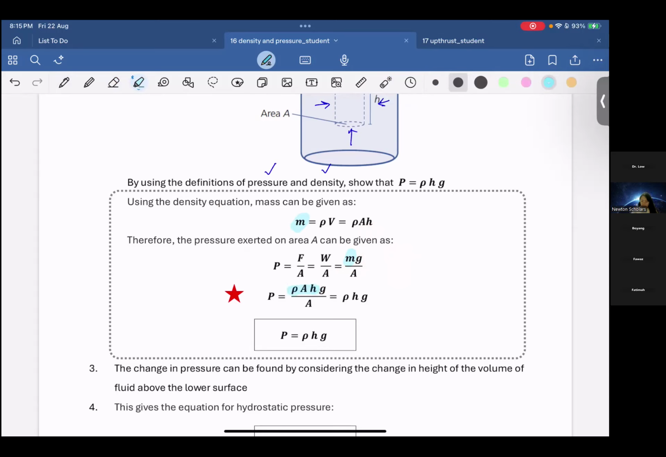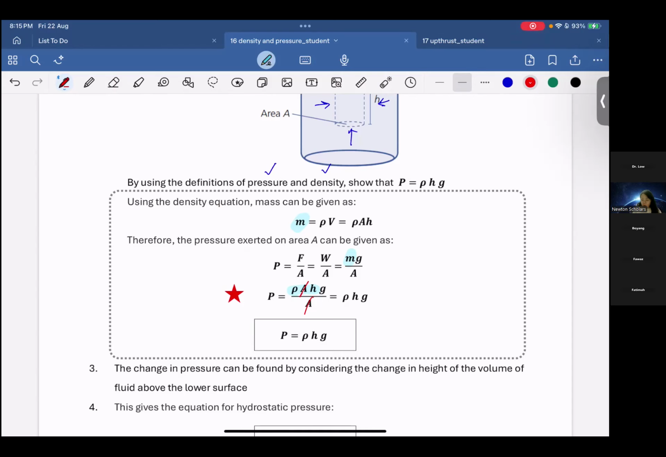So at the end, area and area, we can cancel out. This one we can cancel out. So we get the formula rho hg. This is how we get this formula. But in our O level, we never taught this to you. We just tell you that the pressure in liquid will involve this formula. But right now, in higher level, we have to know how to derive.